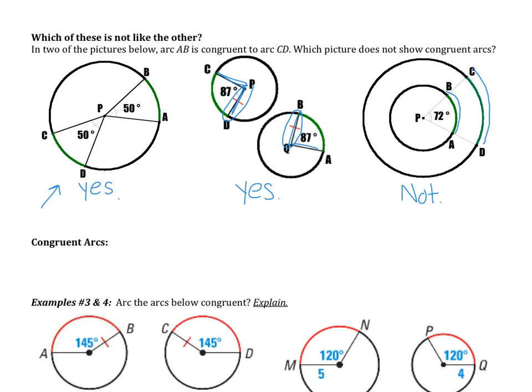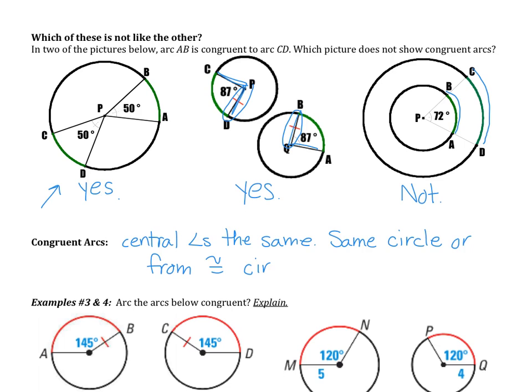Okay, so what does it take for arcs to be congruent? Well, first of all, the central angle must be the same. If you cut a bigger slice, obviously half of a pizza is going to be more than a quarter of a pizza. And then it has to be either one of two things. The same circle. Okay, so when you cut those pieces, it has to be from the exact same circle or from congruent circles. Circles that have the same size.